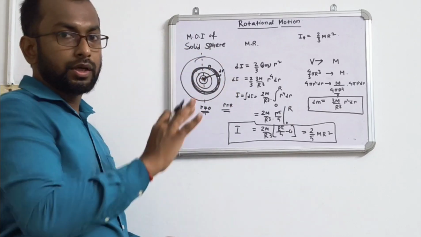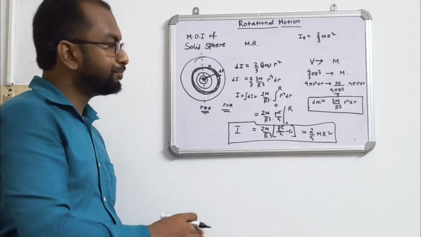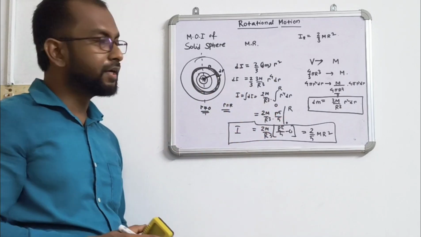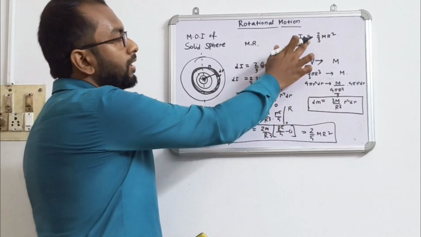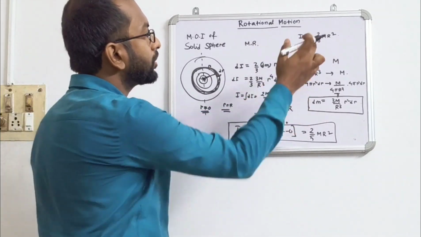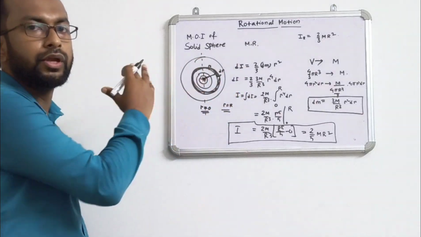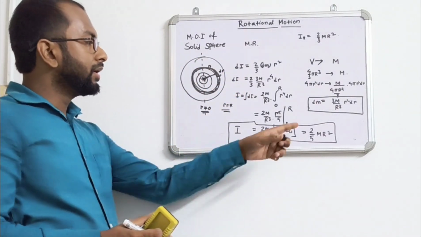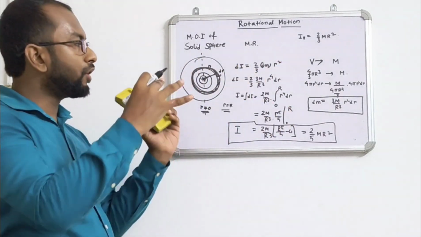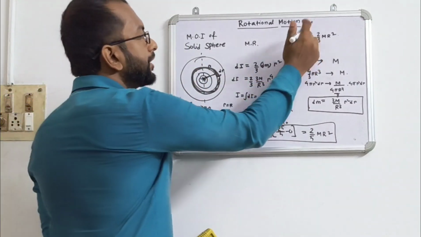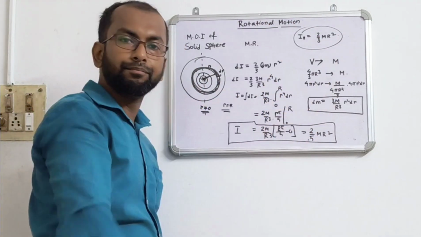As I told initially, before starting the derivation, that the moment of inertia of the solid sphere will be less than that of the hollow sphere. See, it is less than that of the hollow sphere, because here mass is distributed towards the axis as well. That is why the entire summation of all the small moments of inertia will be less than this one. That is what we are getting.